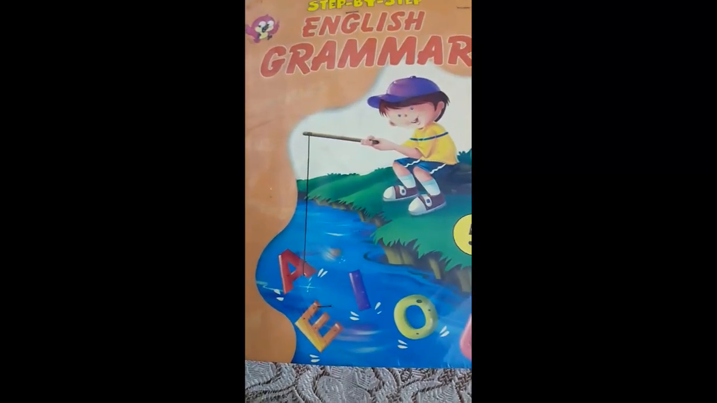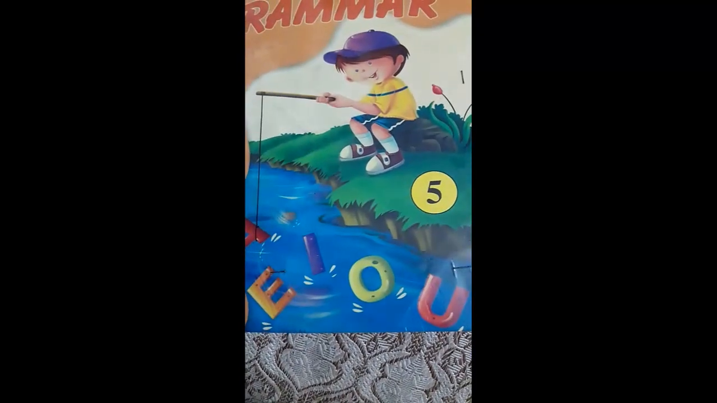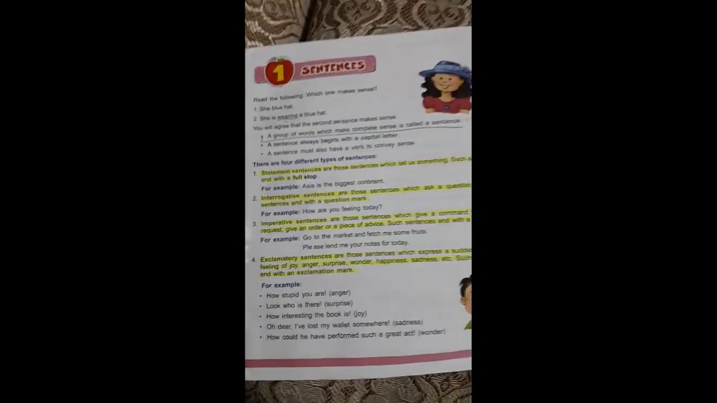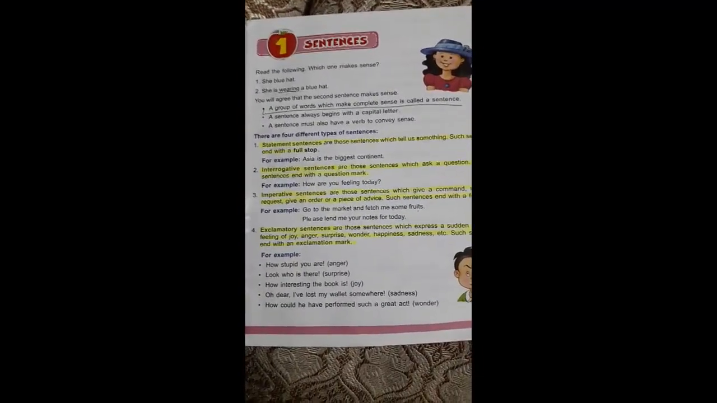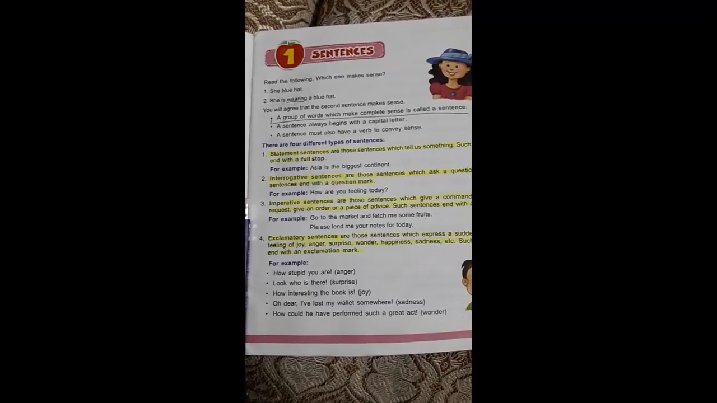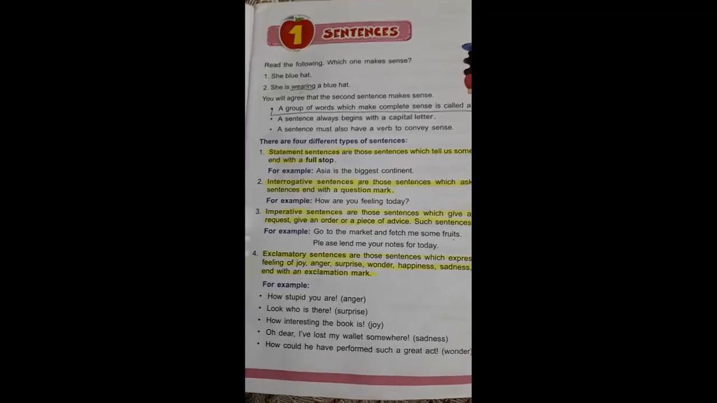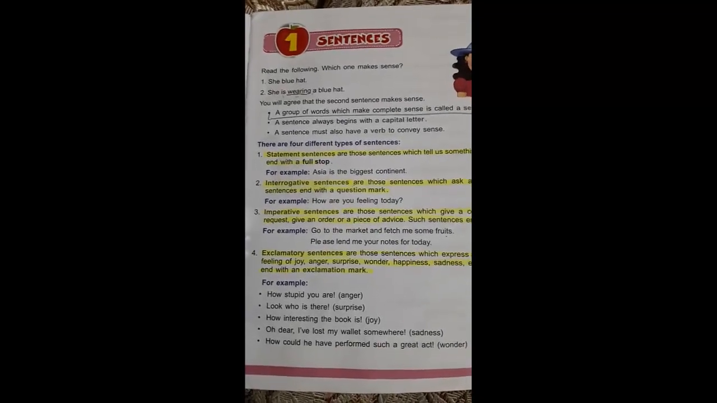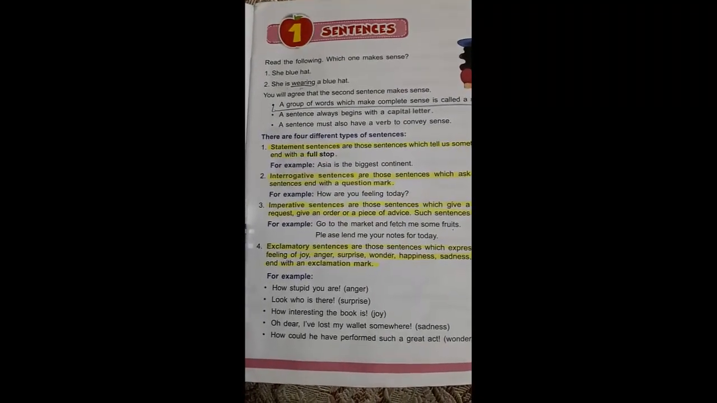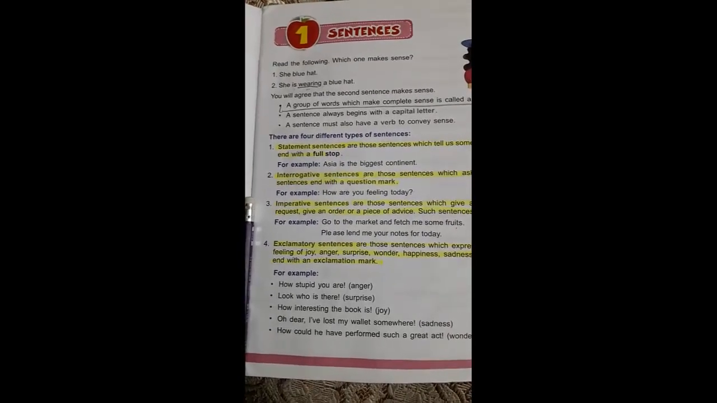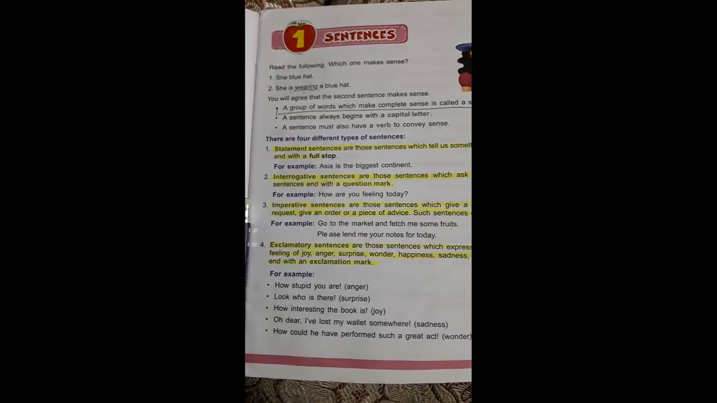Today we are going to start our English grammar class 5. So open your books at page 7. Well, it is the first lesson and it is about sentences and their kinds. Before going to start our lesson, we must make one thing clear, that we should know what a sentence is. A sentence actually refers to the group of words which expresses complete sense or complete meaning.